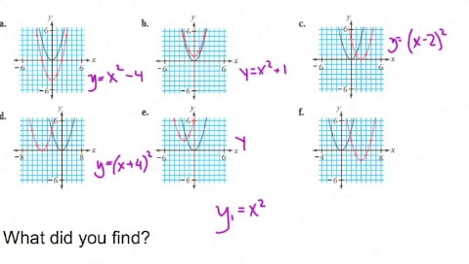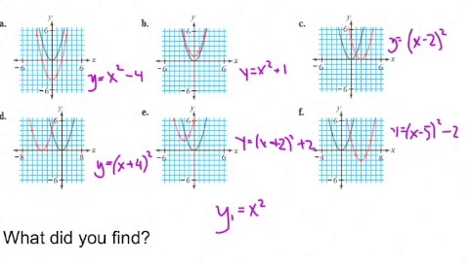For E, you should get y equals parentheses x plus 2 squared and then plus 2 again to be able to move it up. And then for F, you should get y equals parentheses x minus 5 squared and then minus 2.